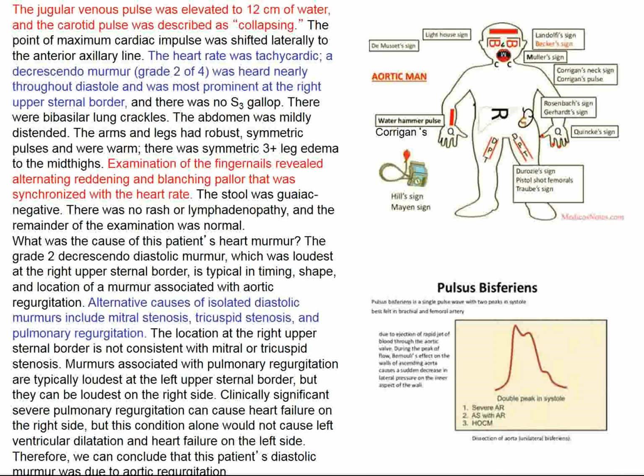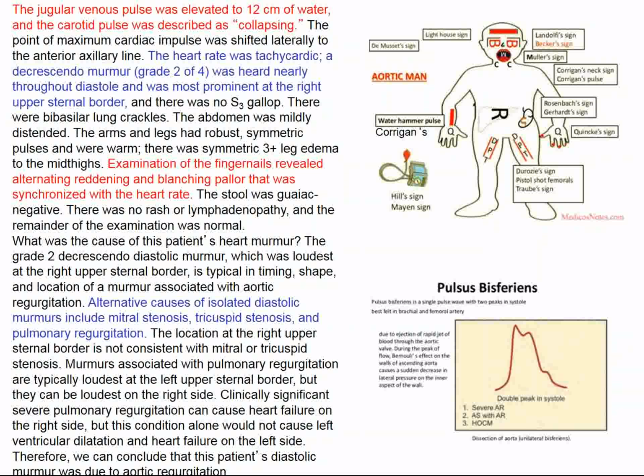He is examined, and his jugular pulse waves are elevated to 12 centimeters of water, which implies that his filling pressures are increased. Somebody looked at his fingernails, and he's got Quincke's pulses, and his carotid upstroke was examined, and it looks like he has a water hammer pulse, which was described by a clinician named Corrigan. Somebody listens to his heart, and he has a diastolic decrescendo murmur that's a little bit to the right of the sternum.